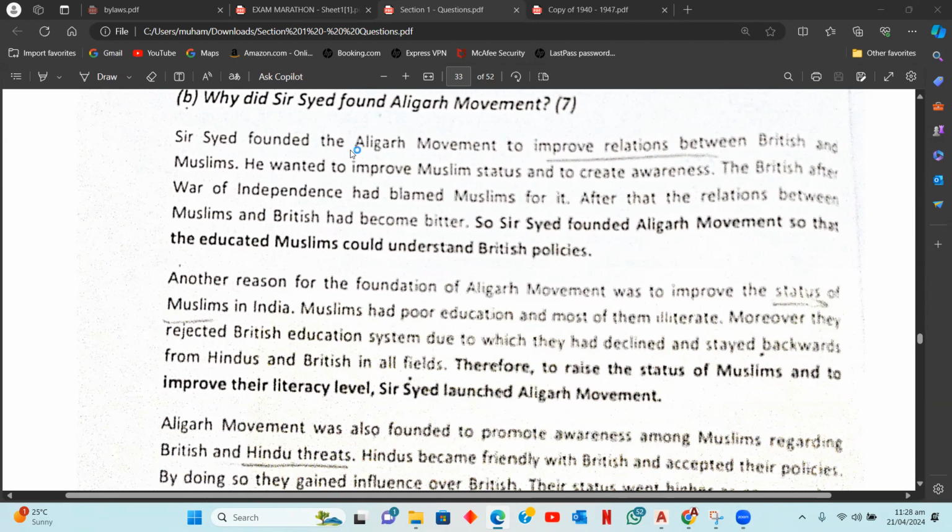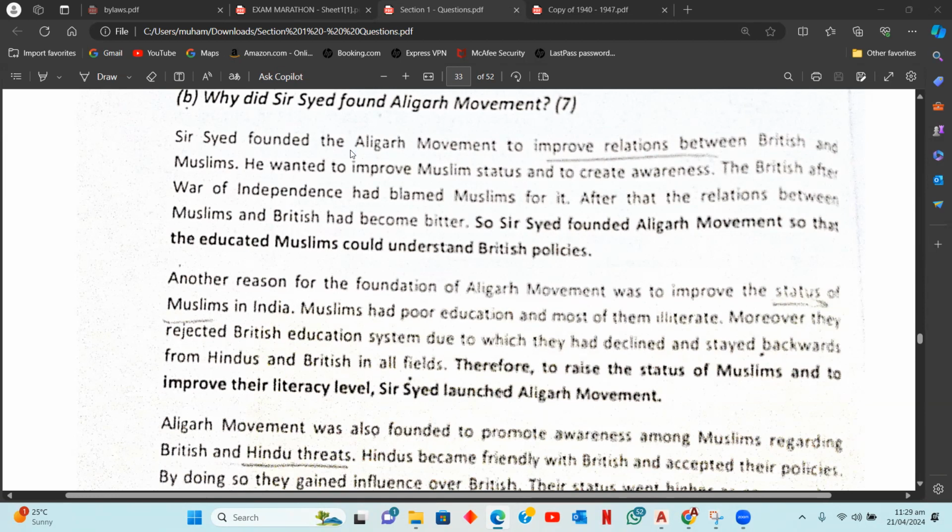Now, Sir Syed found this movement so the Muslims could understand the British policies, could align with their ideology and not just think of the British as foreign invaders, but accept them as rulers as well. This was one reason.